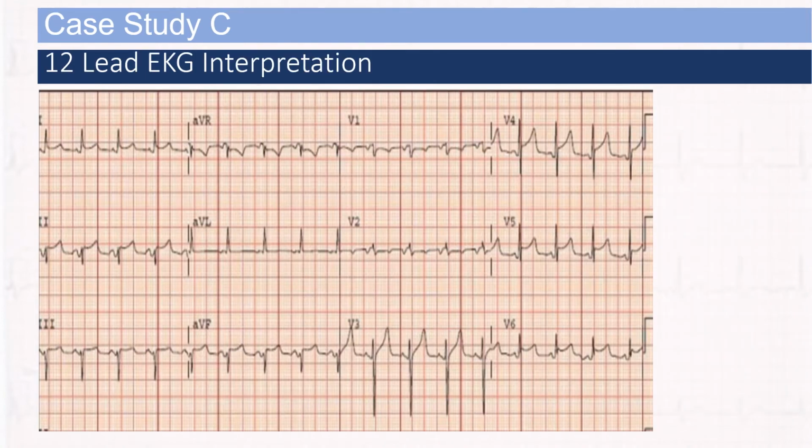Let's see what we can do about interpreting this 12-lead EKG. Remember, we're measuring from the TP to the TP, not the PR to PR. Lead 1 looks pretty good. Lead 2 looks like it has ST elevation and some PR depression. Lead 3 looks like ST elevation. AVR looks like ST depression. AVL looks good. AVF looks like ST elevation.